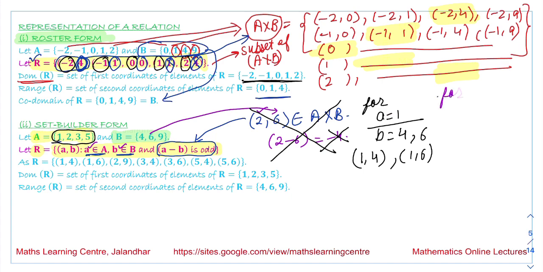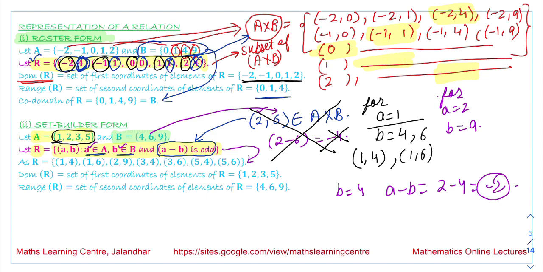Next, for a equal to 2. This is the set builder form, and from it we are writing the roster form. For a equal to 2, b will be equal to 9, because if we take b equal to 4, then a minus b will be 2 minus 4, which is minus 2. It is even. If we take b equal to 6, then a minus b is 2 minus 6, which is minus 4. It is even. So these are not part of this relation.